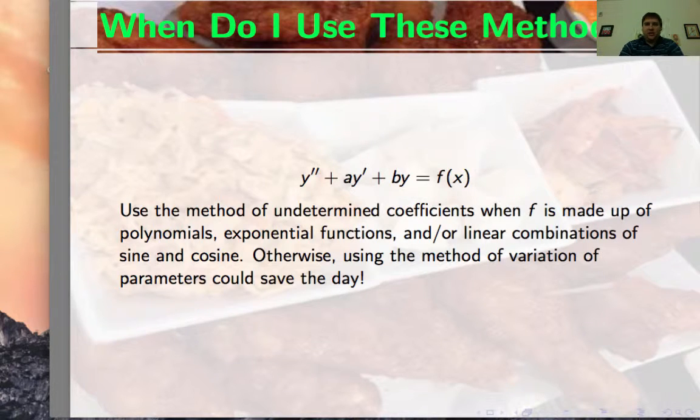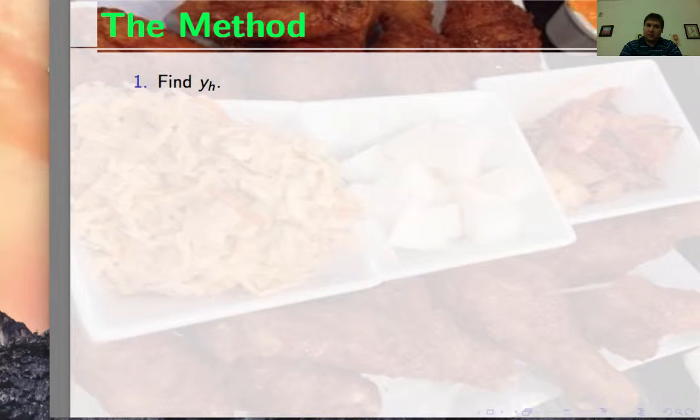The one that we just did, the method of undetermined coefficients. We use that if the function on the right-hand side is made up of nice things like polynomials, exponential functions, or linear combinations of sine and cosine. Nice functions. If you have anything else, like quotients, or really anything else, there are a lot of gross functions out there. Then this other method that we're going to talk about right now, the method of variation of parameters, might just save the day. So let's talk about how this method works first.